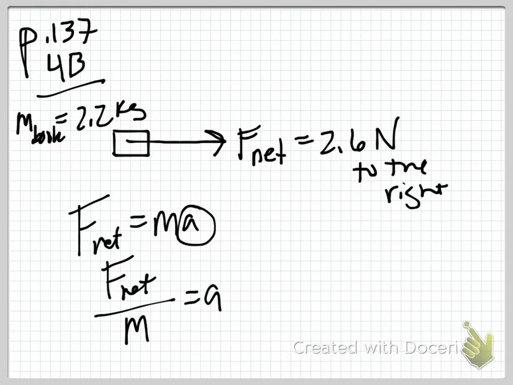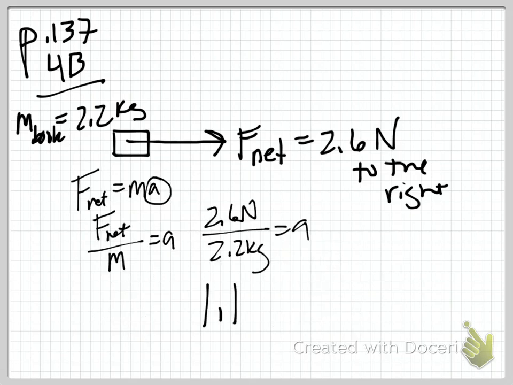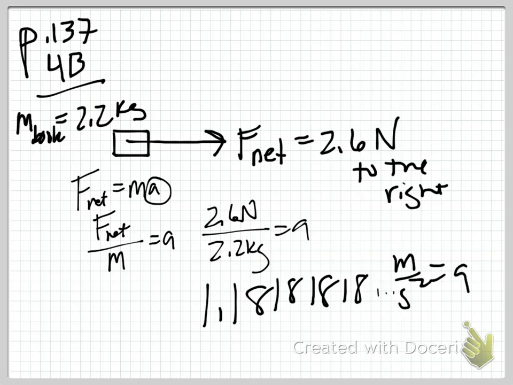Okay, so 2.6 newtons divided by 2.2 kilograms is equal to the acceleration, and what's the raw answer? Okay, so yeah, we get for a raw answer 1.181818, etc. meters per second squared is our acceleration. With sig figs, we get 1.2. Okay, pretty straightforward, pretty easy. These are nice. Obviously, they don't stay that way.